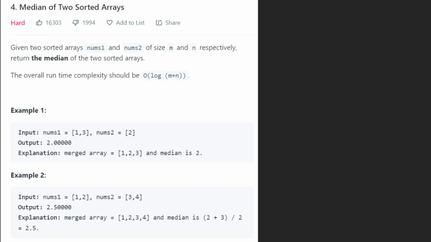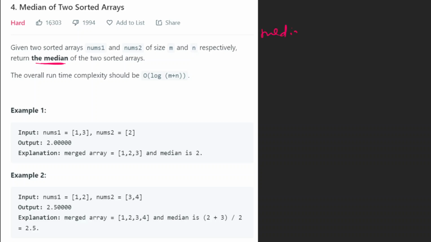Let's see. So you're given two sorted arrays. The first one is nums1, the other one is nums2, and you are also given their sizes, which means that you are sure of how many elements are going to be in nums1 and nums2, and you want to return the median of these two sorted arrays. So let's first of all understand what we mean by median.